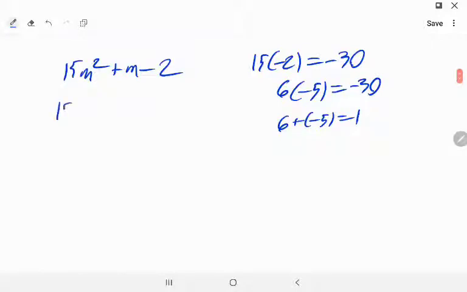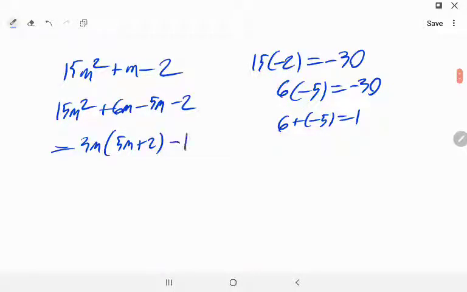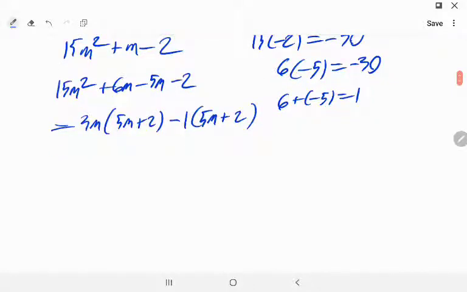we can take 15m squared plus 6m minus 5m minus 2 equals 3m times (5m plus 2), and then we can pull out a negative 1. Remember, we can always pull out a negative 1 or a positive 1. Pull out that negative 1, we get the quantity 5m plus 2, and so our factorization is the quantity 3m minus 1 times the quantity 5m plus 2.